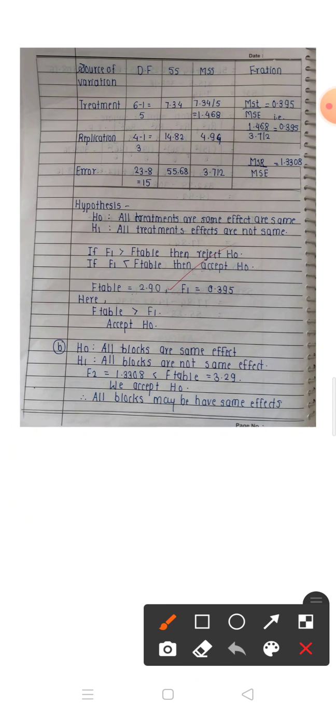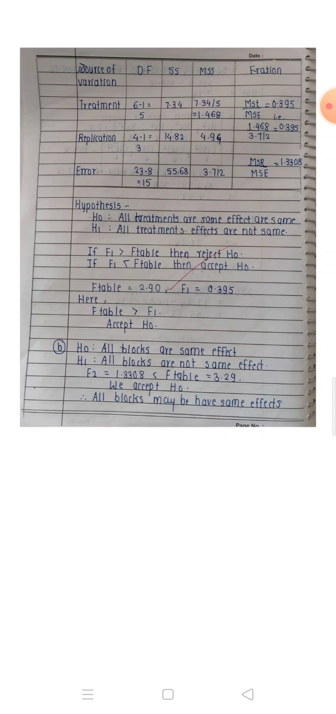Now the last, the ANOVA. The first column is source of variation, then degrees of freedom, then sum of square, then mean sum of square, and the last is F ratio. The sources of variation are treatment, then replication, then error, and the last is total. How many treatments are given in the example? We are given 6 treatments, and there are 4 replications.